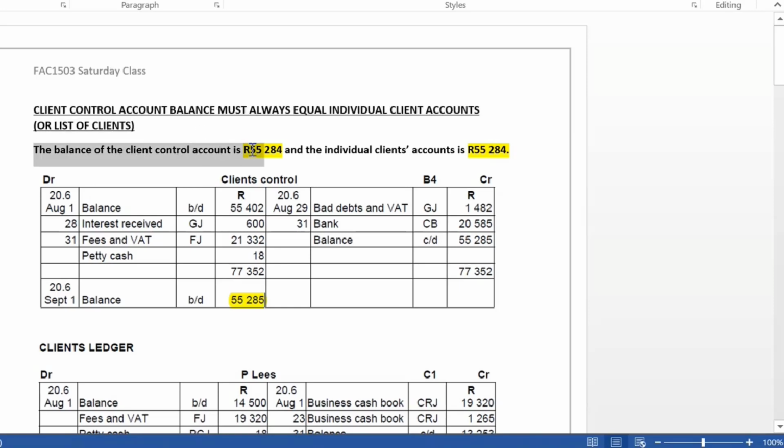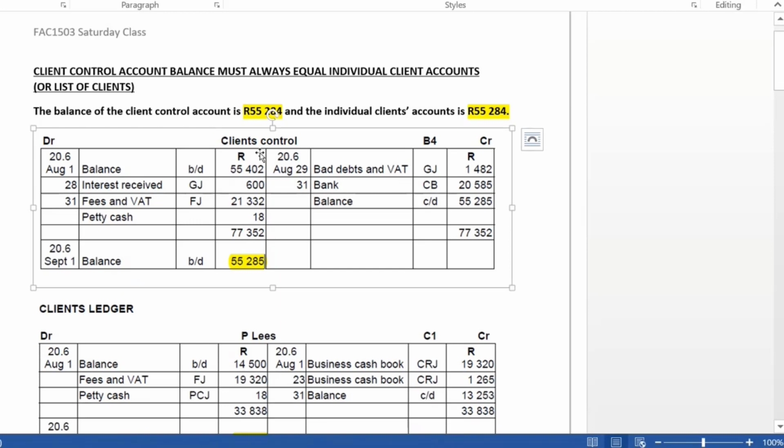The balance of the client control account is 55,284. And the individual client accounts should all total 55,284. So this is the general ledger account for client control. Basically, the business is being owed 55,285 in total. But you need to know individually how much each client owes the business.